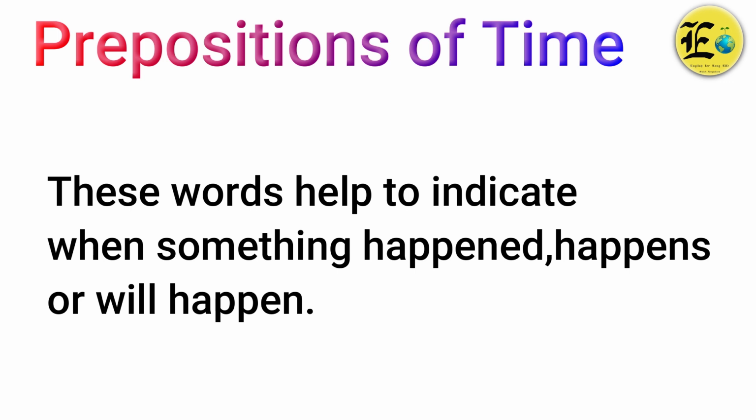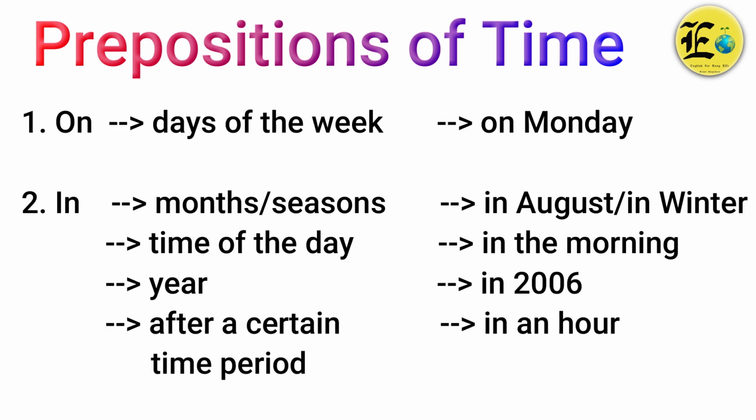Prepositions of time are the words that help to indicate when something happened, happens or will happen in the future. There are different kinds of prepositions of time. From that, the first one is on. On is used to indicate the days of the week, such as on Monday, on Saturday, on Friday. So remember that we use on in front of a day of the week.